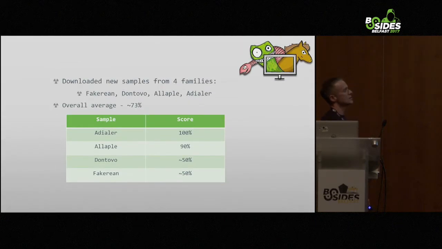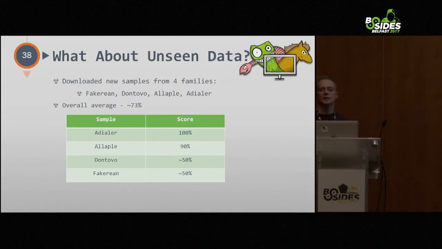Just about what about unseen data. This is the stage that I'm at now, where I've only just recently finished building the models, and I'm starting to run them against unseen data. So I picked four samples just for this particular talk and ran them through. The stats there are roughly an average overall of 73%, which isn't too bad, but it falls down a bit on these two here.